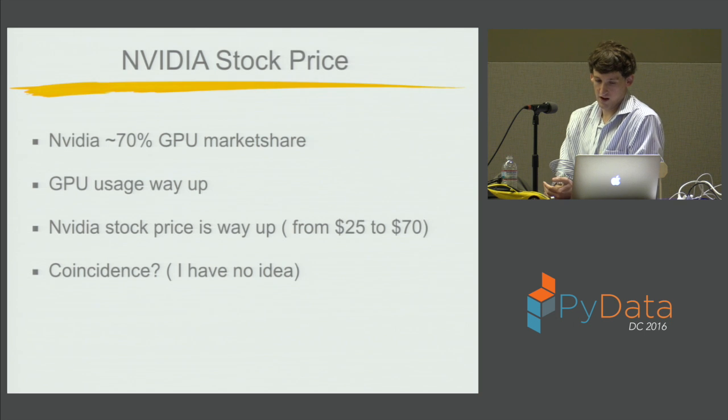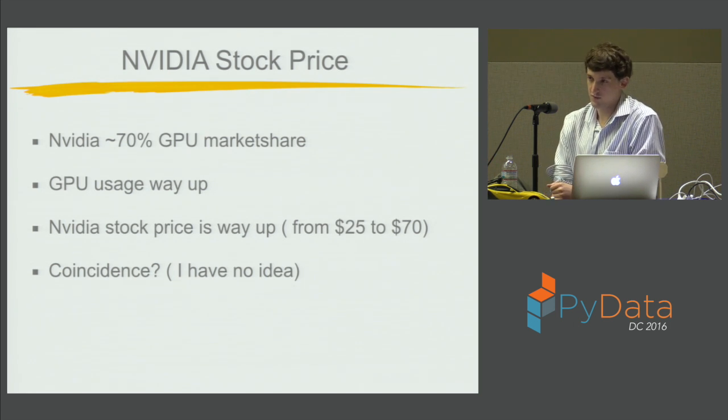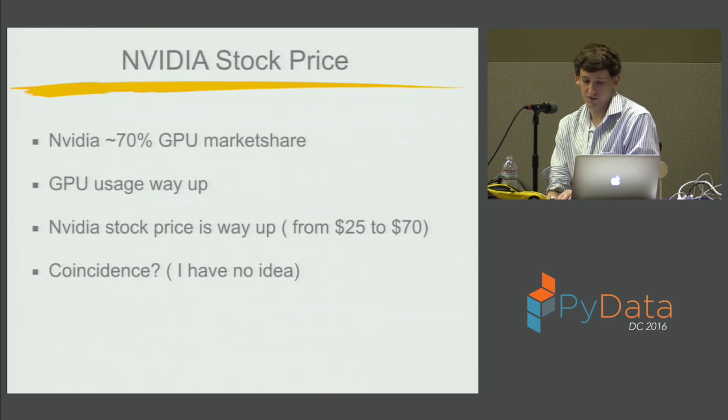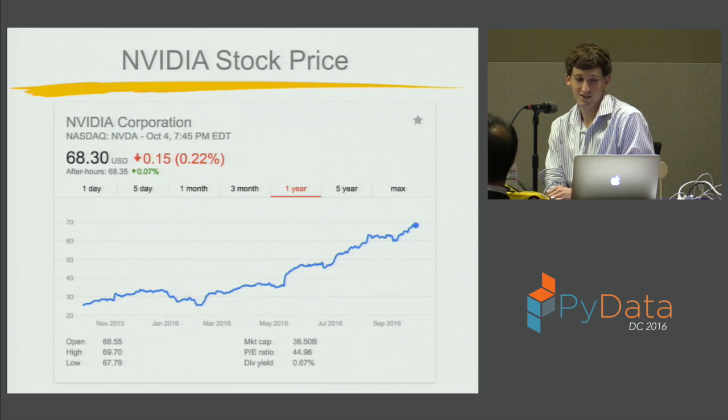GPU usage is way up, and just in this past year, I had no idea it went up this much. The price is 3 times what it was a year ago. It's crazy. If you bought NVIDIA, you would be rich. And is it a coincidence that GPU usage has skyrocketed and so has NVIDIA stock price? I don't know, but it's an interesting question. So here's their stock over just a 1 year period.